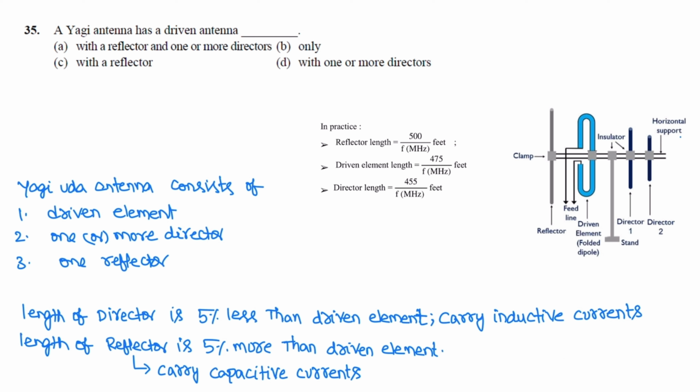In general, the length of the reflector is 500 by f, where frequency is in megahertz and the length is in feet. For the driven element it is 475 feet by frequency in megahertz. For the director element, 455 feet divided by frequency in megahertz. These are the values for reflector, director, and driven element in terms of feet. So correct option is: Yagi-Uda antenna consists of a driven element with a reflector and one or more directors. Correct option is A.